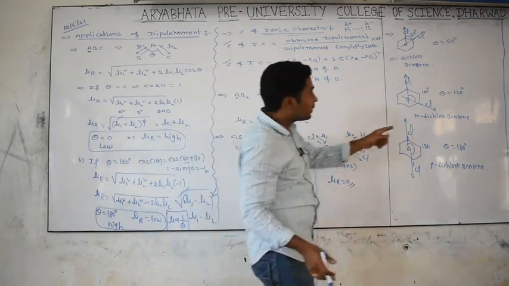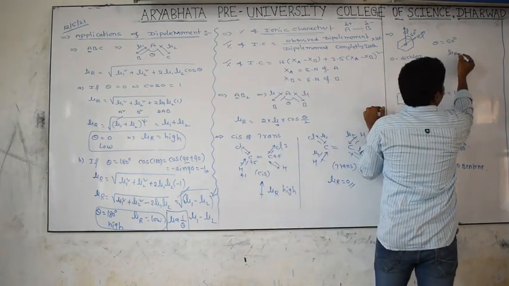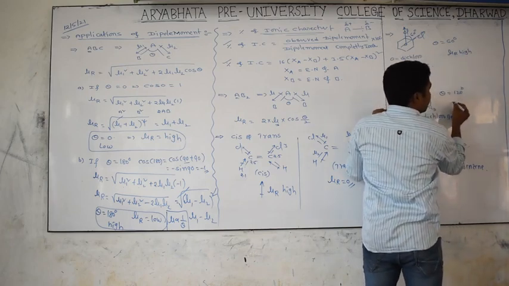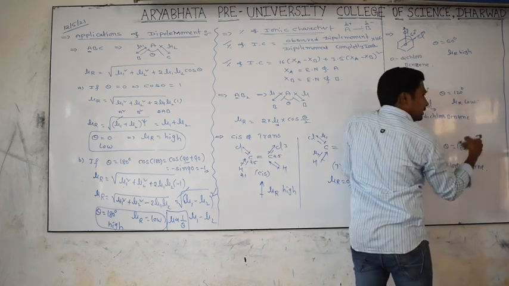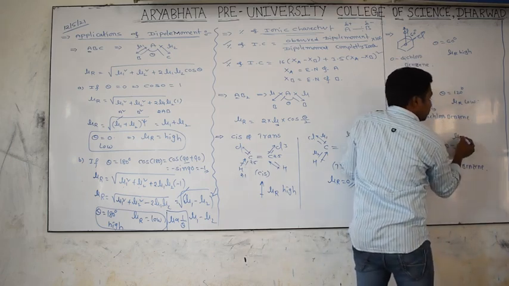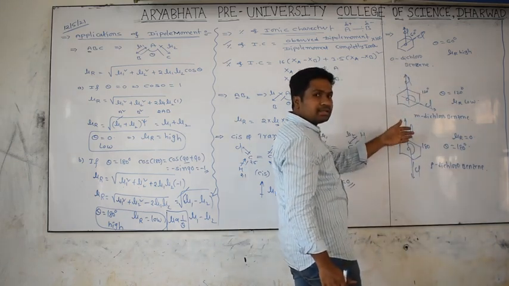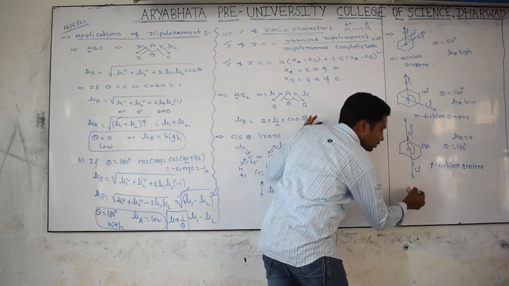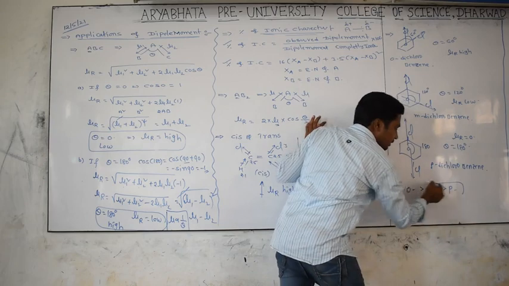That's why, what is happening? When the angle is less, the dipole moment of the resultant molecule is high. Here, a little bit more angle, the resultant dipole moment will be low. And when the angle is 180 degrees, the resultant dipole moment is 0. That's why, as the angle is increasing, the dipole moment is decreasing. That's why we can tell, ortho product is more than meta product than para product.